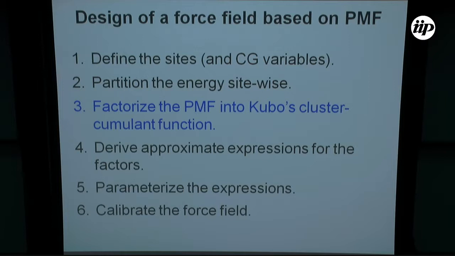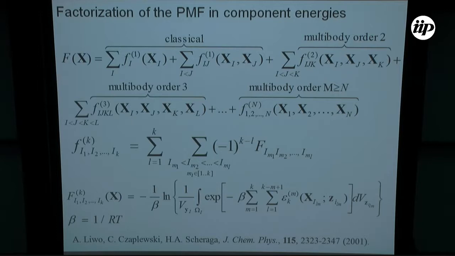So now let's go to the next step, to the factorization of the PMF into Kubo cluster cumulant functions. The theory was laid out by Ryogo Kubo in 1962, and cluster cumulant functions are not the same as Kubo cluster cumulants, which are the expansions of Kubo cluster cumulant functions. Basically, we write our potential of mean force F of x as a sum of the terms that depend on single axis, so these are within-site interactions, and also interactions between the two sites. Both of them are first order because these are actually potentials of mean force. For example, of a single virtual peptide bond, which can stretch, and of the two side chains in water that are interacting. So these are factors which actually are the first order factors.